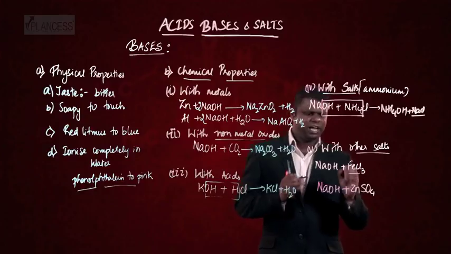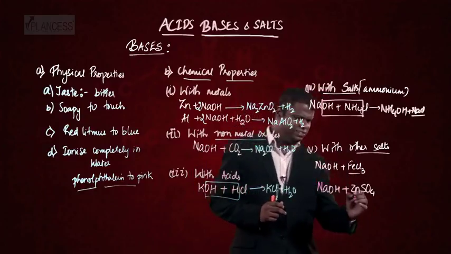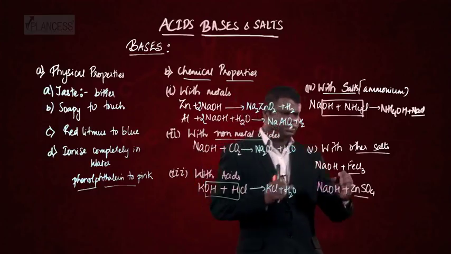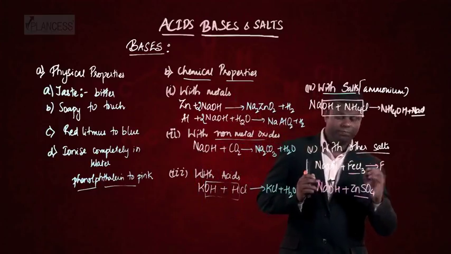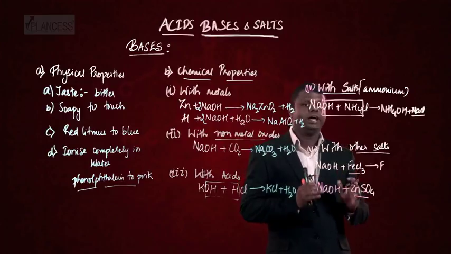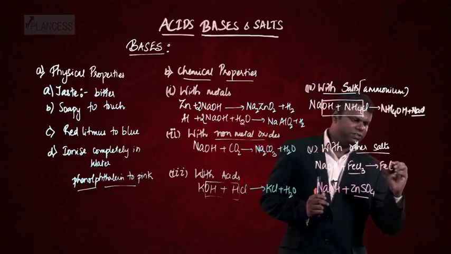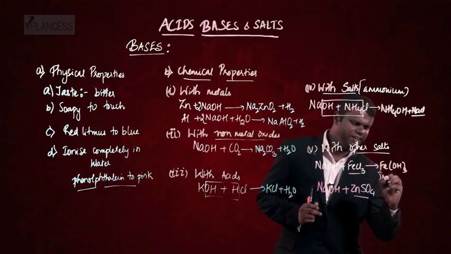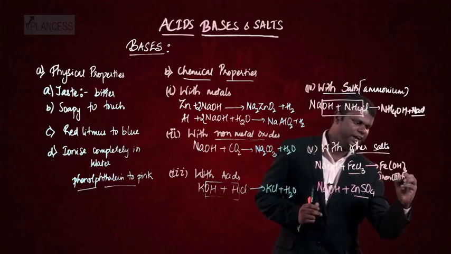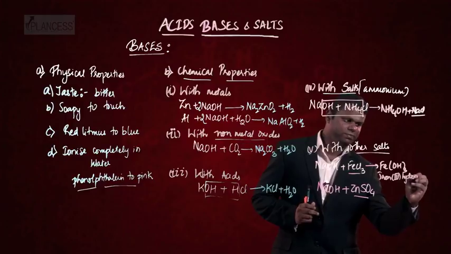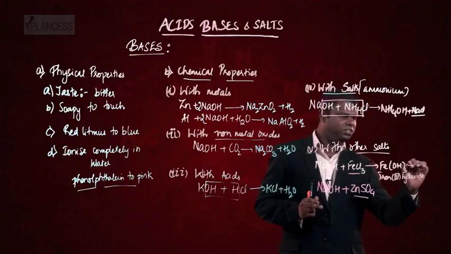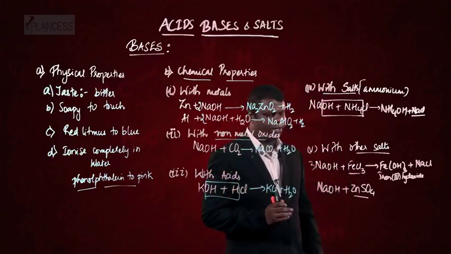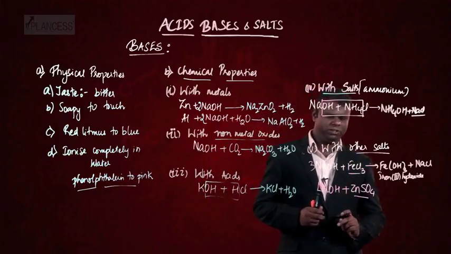So let's take an example of iron chloride and zinc sulfate. Sodium hydroxide reacts with iron chloride to form iron hydroxide, or you could write it as iron 3 hydroxide, and it forms a salt which is NaCl. So you could balance it by putting 3 moles of sodium hydroxide.